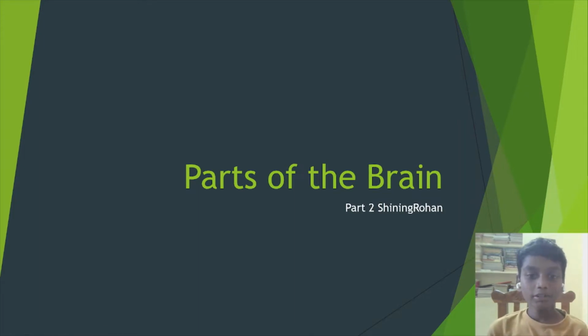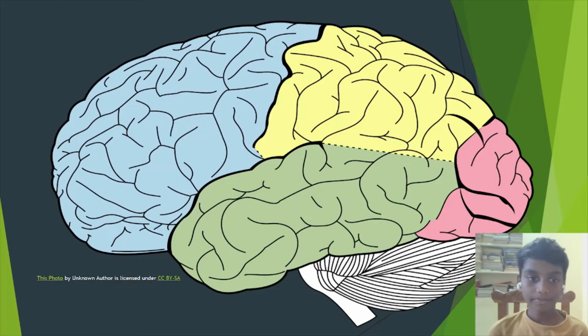Today we are going to see the parts of the brain, but this is going to be part 2. So let's get started. So this is the cerebrum. Today we are going to talk about the parts of the cerebrum. First of all, the cerebrum is also divided into lobes. Mainly there are 4 lobes: the frontal lobe, the parietal lobe, occipital lobe and the temporal lobe.